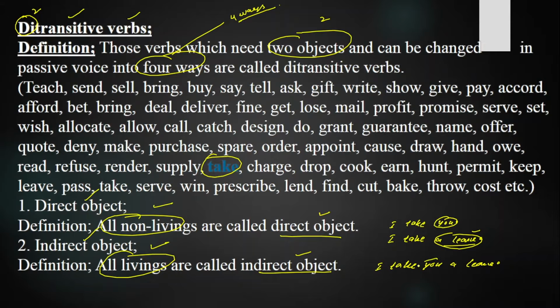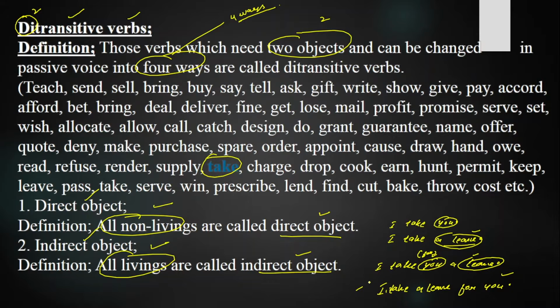And we mostly bring the indirect object at the beginning, the direct at the end. I take you what? A leave. I take a leave for whom? For you. So mostly we bring the indirect object in the beginning. But if you want to shuffle the places, keep in mind the indirect object will be followed by a preposition, and here with the verb take it will be for. So, I take a leave for you.